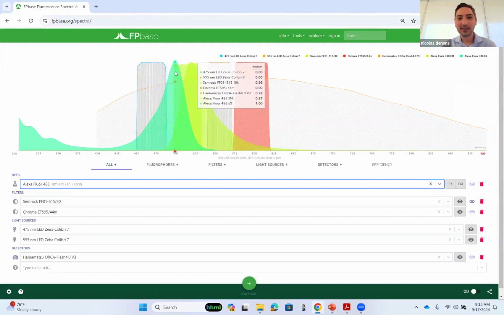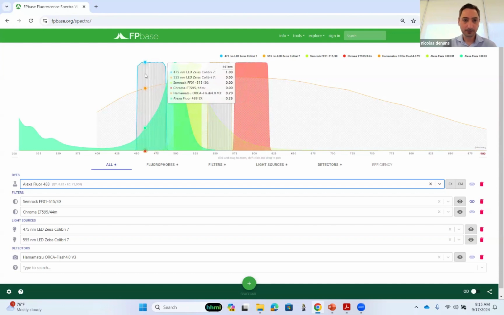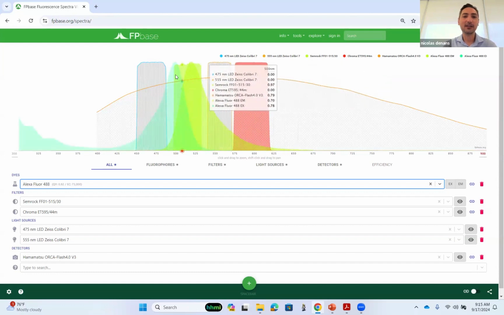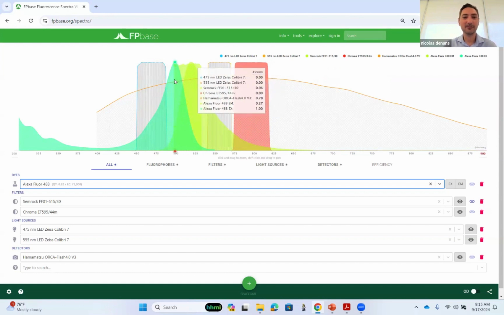So when we look at where our LED excites, we're not taking advantage of the full peak of excitation, right? We're still a little bit on the left. In terms of emission, pretty good. We're in a good range. But in terms of excitation, well, it's bright. If your sample is really bright, that's okay. But we're not taking full advantage of the fluorophore. So let's see if we can find something better.